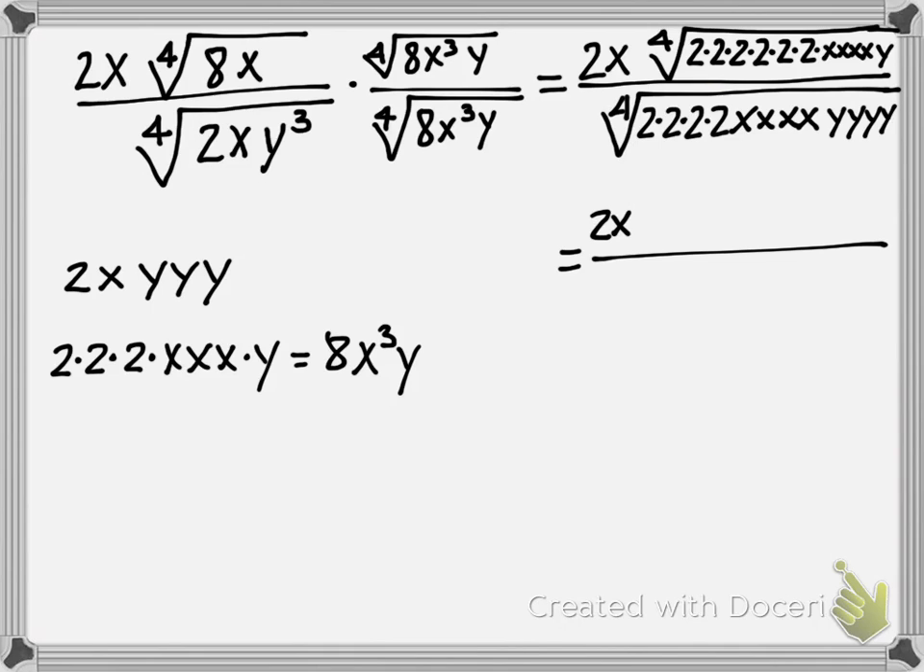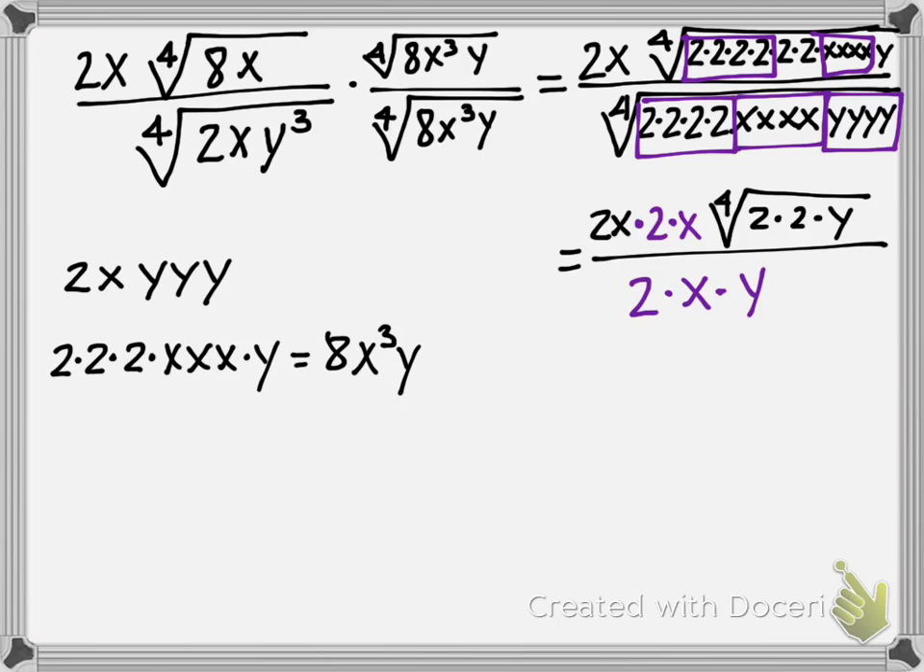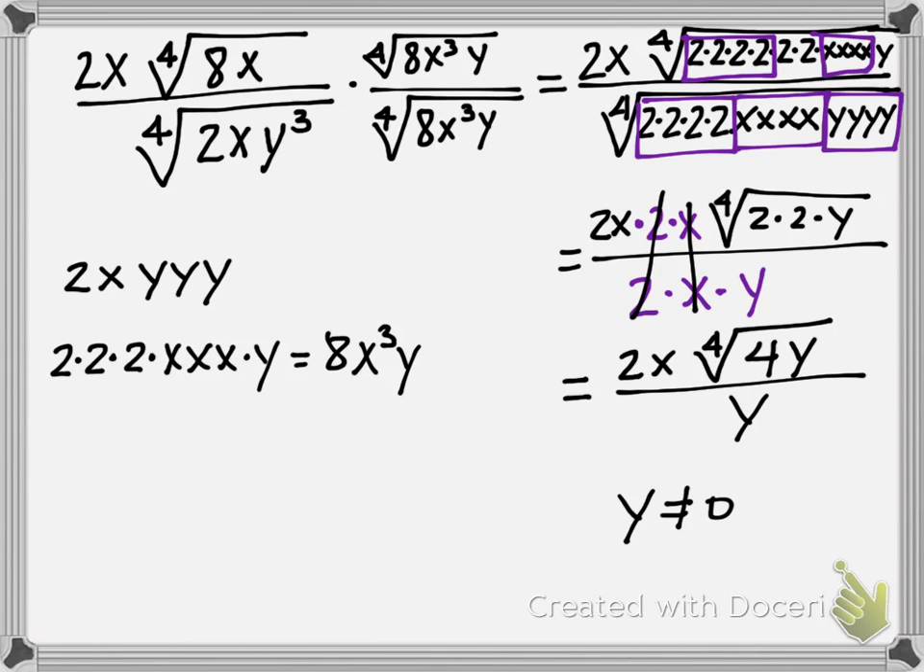And ladies and gentlemen, we have a group of 2, a group of x, so 2 and x goes there. Then what remains is the fourth root of 2 times 2 and y. Similarly, on the bottom we just have groups 2, x, and y. Let us go ahead and simplify right away. Here we have it, and we end up with the following. 2x fourth root of 4y, and ladies and gentlemen, over y. Remember, we do not want a 0 in the denominator. Hence, y does not equal 0.